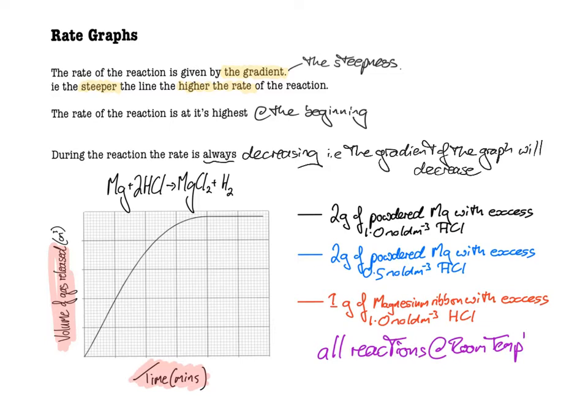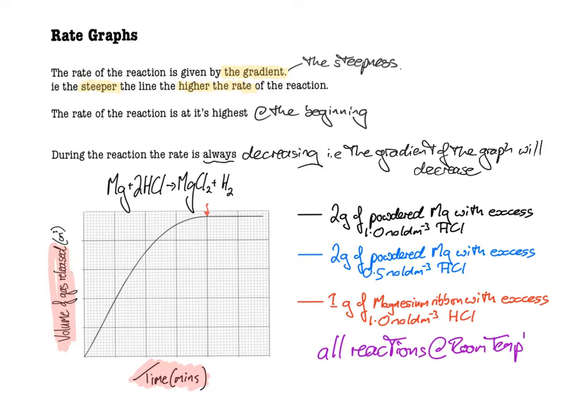What does this mean and why is this the case? Well, if the gradient is always decreasing, the rate is always decreasing. Why would the rate be decreasing? The rate would be decreasing because as the reaction progresses, we are using up reactant particles. If we have less reactant particles, we'll have less collisions per unit time, less successful collisions per unit time, and therefore the rate will go down. To the point where, and we can probably mark it with some accuracy on this graph, it's probably about here, that the line completely flattens out.